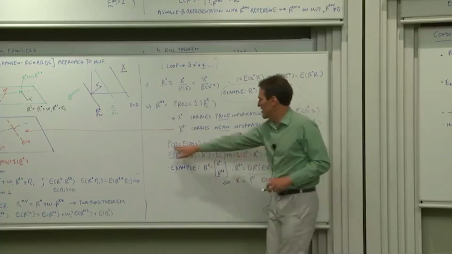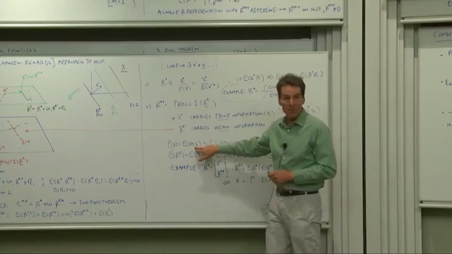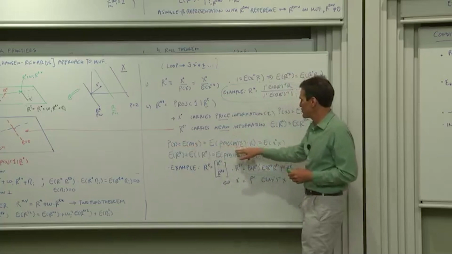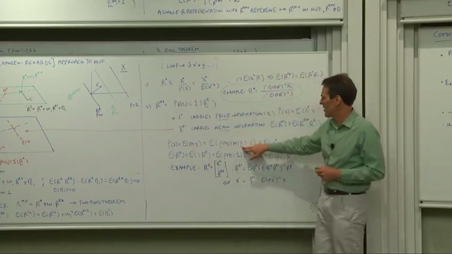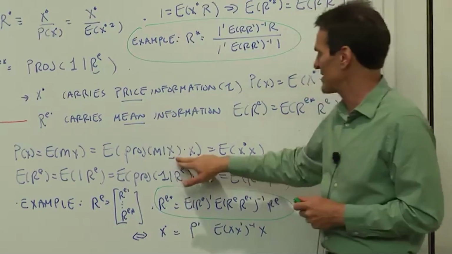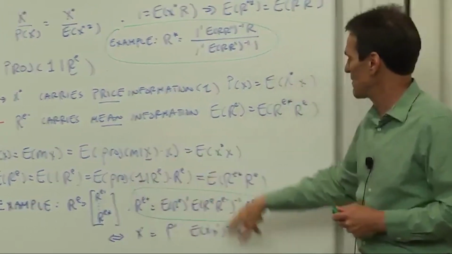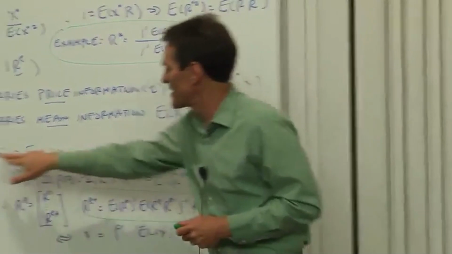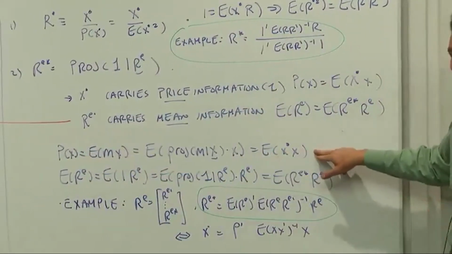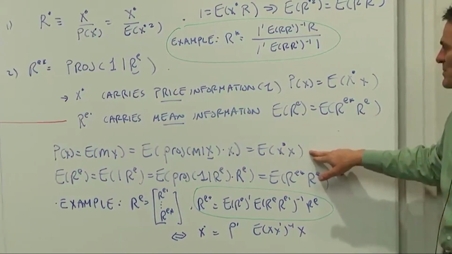Well, watch. The price of any X is the expected discounted payoff. And we can always project the discount factor on the payoff space and get the same pricing because the residual is uncorrelated with X. And the projection of a discount factor on the payoff space is X star. So that's how the price of X is E of X star X. X star is a payoff that generates prices.